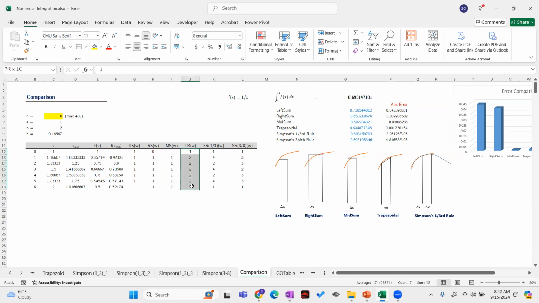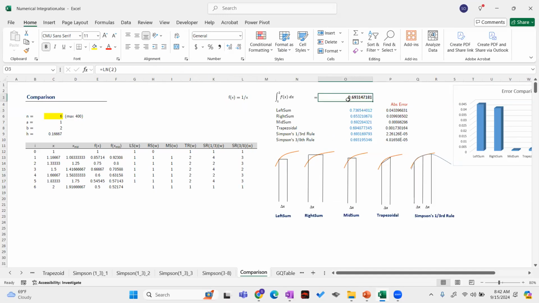Trapezoidal rule. Remember, the first and the last receive a weight of 1. Everything in between is 2, because of double counting. And then the one-third rule has this: 1 and 1 at the ends, then alternate between 4, 2, 4, 2, 4. And this is the 3/8 rule. Using this, I got the results here.